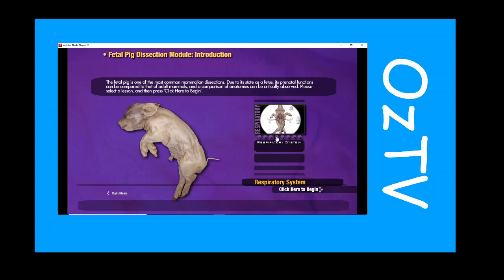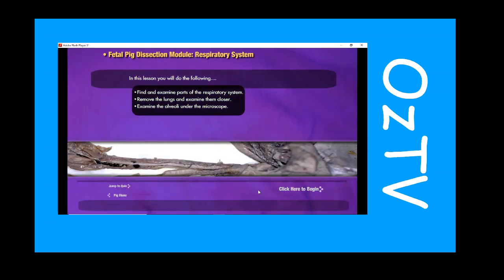Respiratory system. In this lesson you will do the following. Find and examine parts of the respiratory system. Remove the lungs and examine them closer. Examine the alveoli under the microscope.